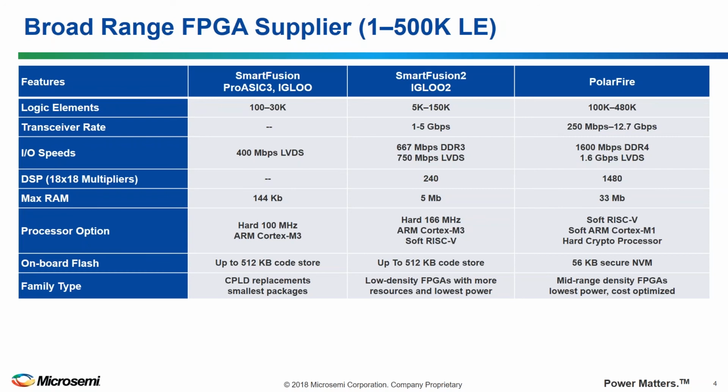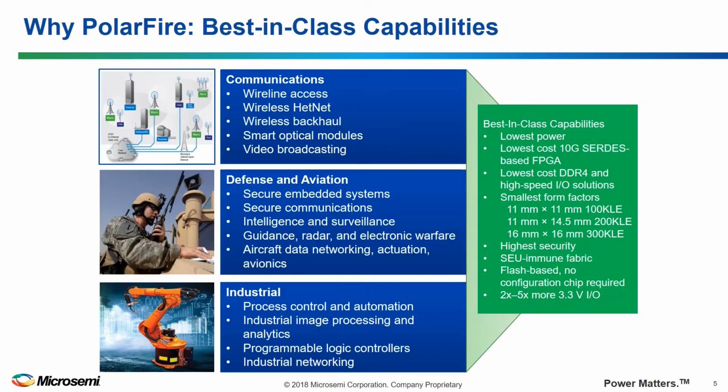And then finally, the right column here, our newest family, PolarFire. PolarFire is a mid-range density FPGA that's cost optimized and offers you the lowest power. And we have densities ranging between 100,000 logic elements and 500,000 logic elements, with transceivers that will run up to 12.7 gigabits per second, and IOs that can run at 1.6 gigabits per second for DDR4 or LVDS operation.